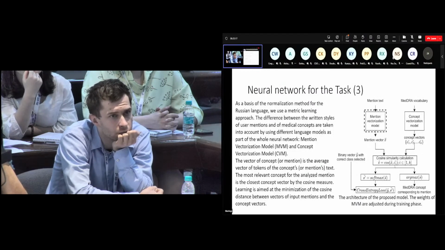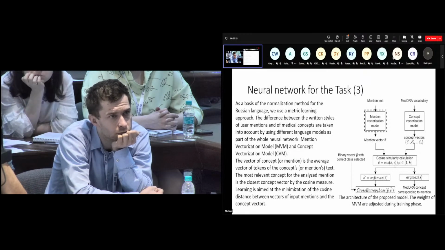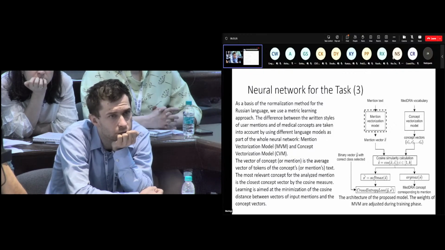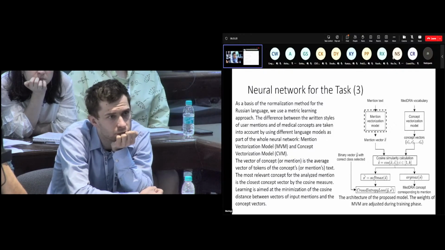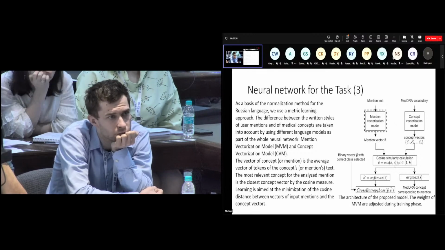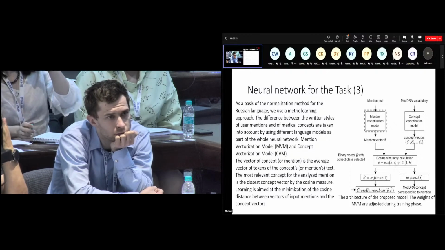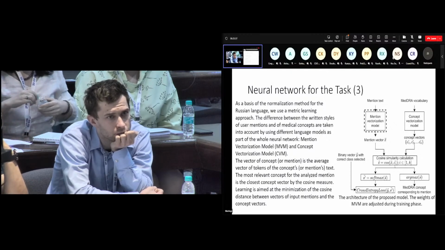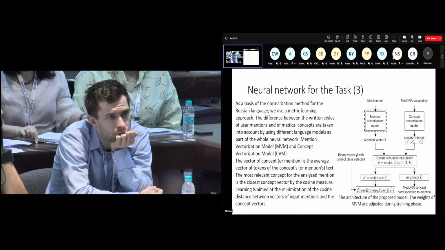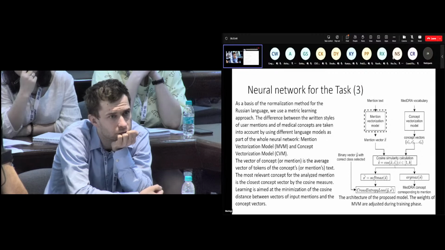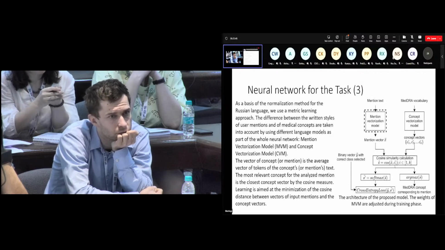As the basis of the normalization method for the Russian language, we use a metric learning approach. The difference between the written styles of user mentions and of medical concepts is taken into account by using different language models as part of the whole neural network: a mention vectorization model and a concept vectorization model. Weights of the mention vectorization model are trained additionally. The most relevant concept for the analyzed mention is the closest concept vector to the mention vector by the cosine measure.